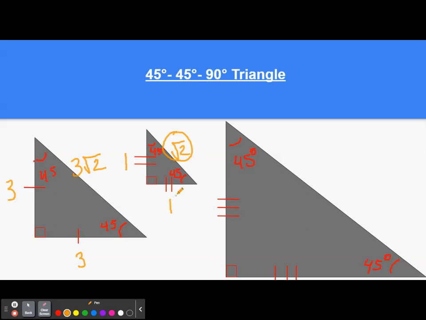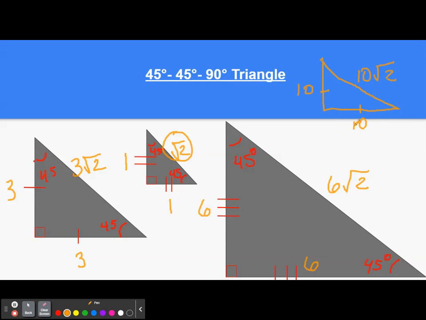Okay. What about this big triangle? What if I said this side was 6? What would this side down here be? 6. What do you think the hypotenuse would be? 6 square root of 2. Okay, what if I did another right isosceles triangle? And I told you this side was 10, which makes this side 10. What do you think the hypotenuse is going to be? 10 square root of 2.